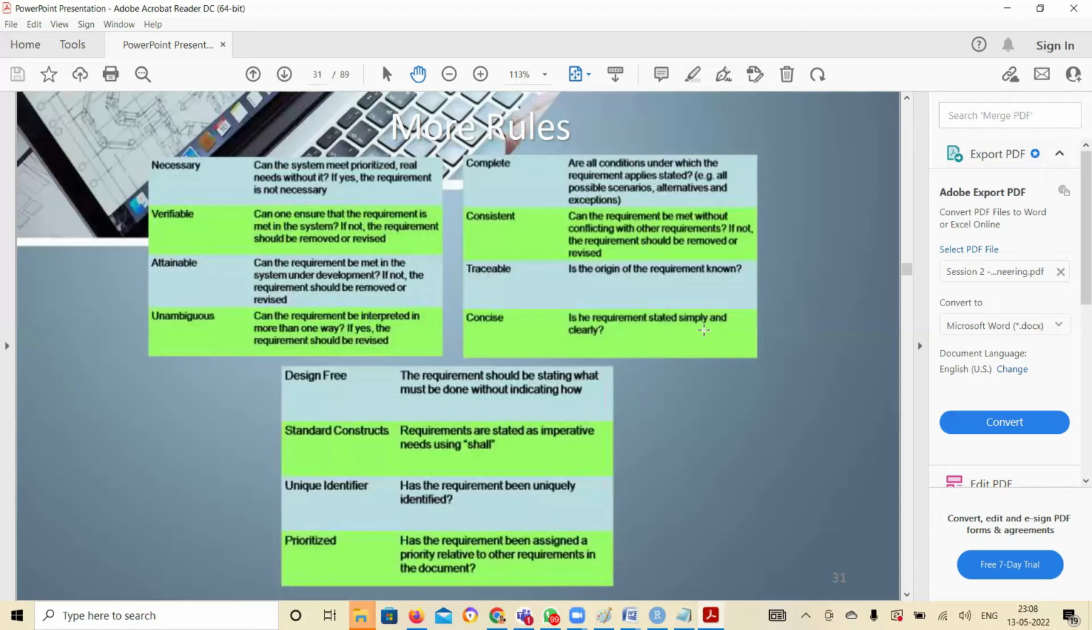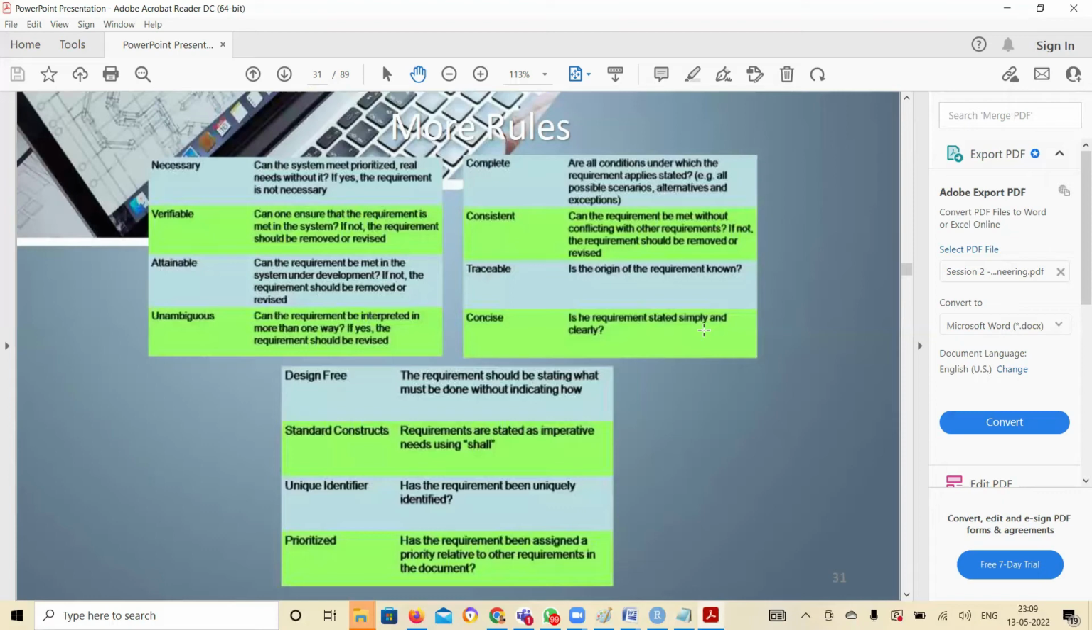Design is how. Standard construct: always use standard construct in terms of language, in terms of the English language, in terms of general language, in terms of mathematics, in terms of software, something that everybody can understand. That's what we call a standard construct.